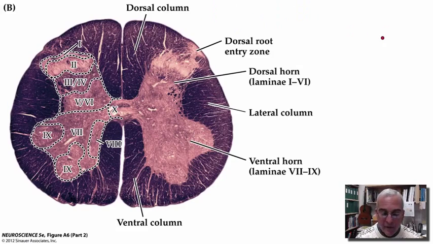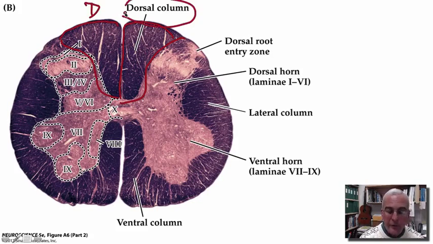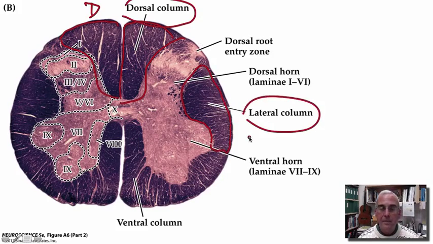So what we have here is white matter that surrounds gray matter. And we recognize basically 3 zones of white matter around this gray matter. On the dorsal side of the spinal cord, or the posterior side, we have the dorsal column of white matter. On the lateral side, roughly to about this region, we have what we call the lateral column. And then on the ventral, or the anterior side, we have white matter that we recognize as the ventral or the anterior column of white matter.